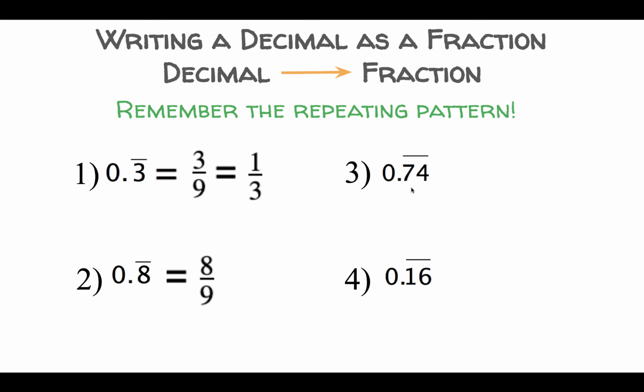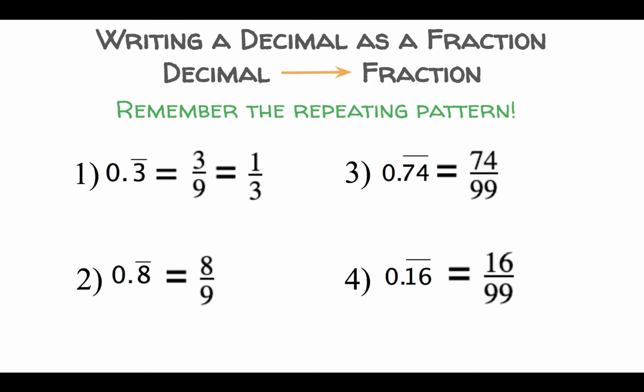And my numerator is just going to be the repeating digits. So 74/99. Write down example 4, 16/100 repeating. Again, I see that I have 2 digits that are repeating. That means I'm going to have 2 9s in my denominator. And my numerator is going to represent the repeating digits. So 16/99.